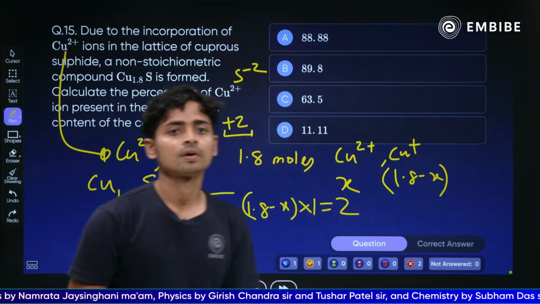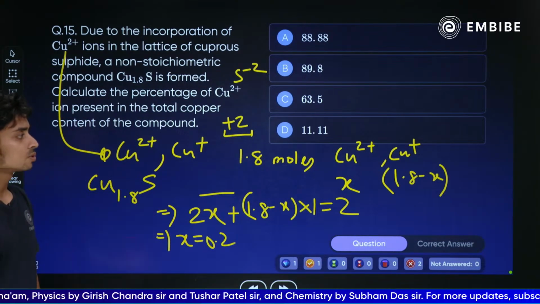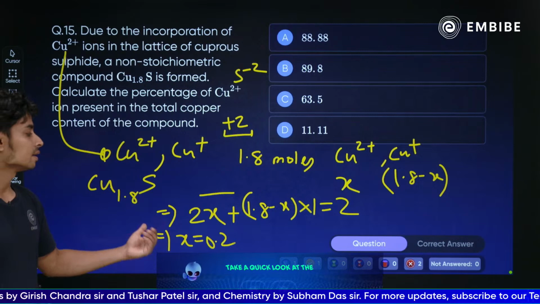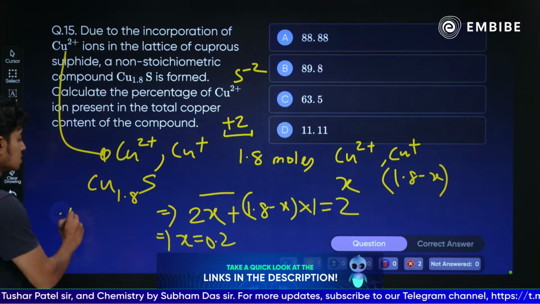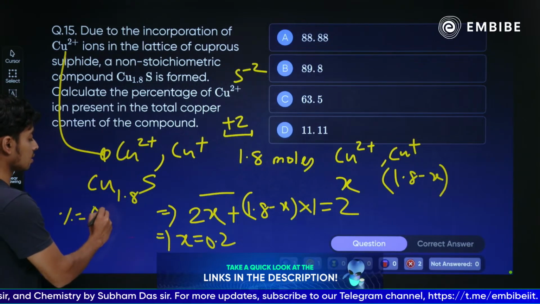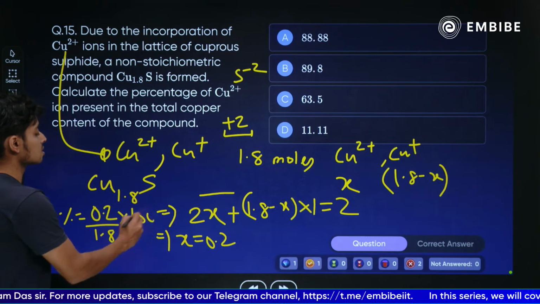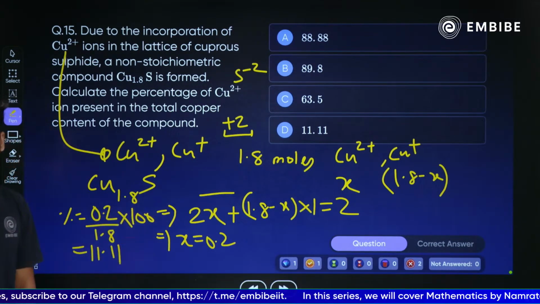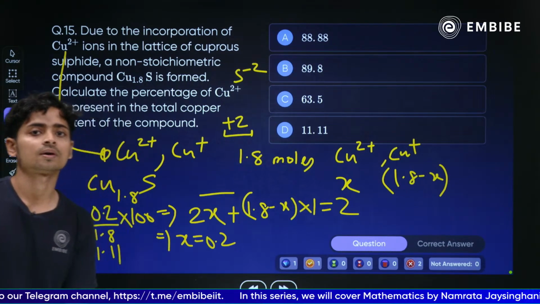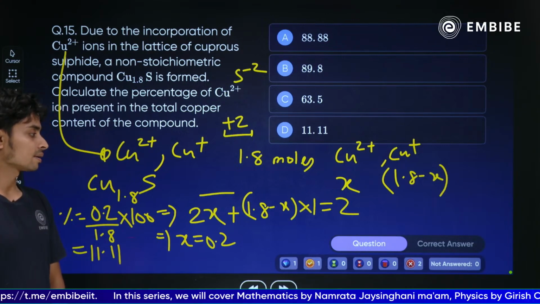So in 1.8 moles of the Cu2 plus and Cu plus mixture, you will get 0.2 moles of Cu2 plus. So percentage value is how much? Percentage equals 0.2 upon 1.8 into 100. This answer should come 11.11. So Vigneshwaran, you are correct. Option D is the right answer here.